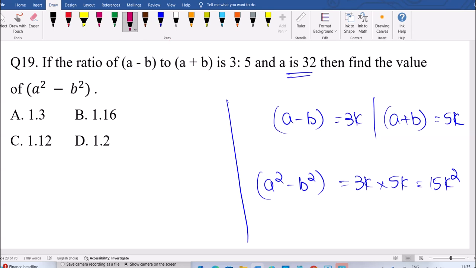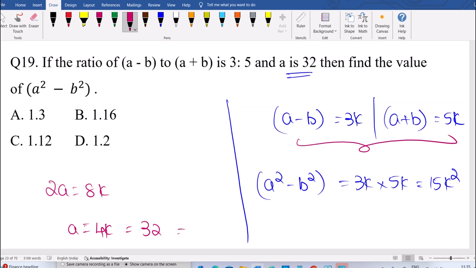How to calculate the K value? Adding these two equations and dividing by 2: A minus B plus A plus B, the B cancels. 2A is equal to 8K, so A will be equal to 4K. In the question that is 32, which means the K value is equal to 8. Now the difference should be 15 into 8 square, 8 into 8, which is 960.